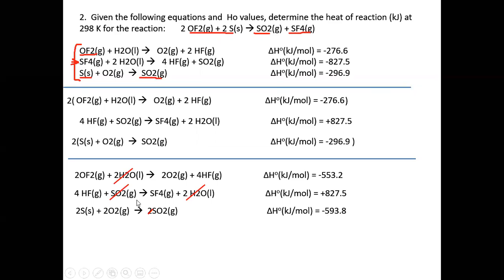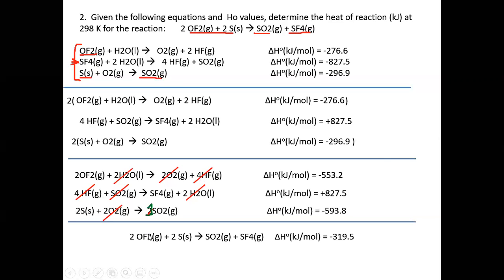The SO2 here cancels out with one of the SO2s. So we have one SO2 left on this side. So there's one left there. And then the 2O2 cancel out, and the 4HF cancel out as well. And so what we have left is the equation we want, and we just add up these delta H's to get the delta H of this reaction.